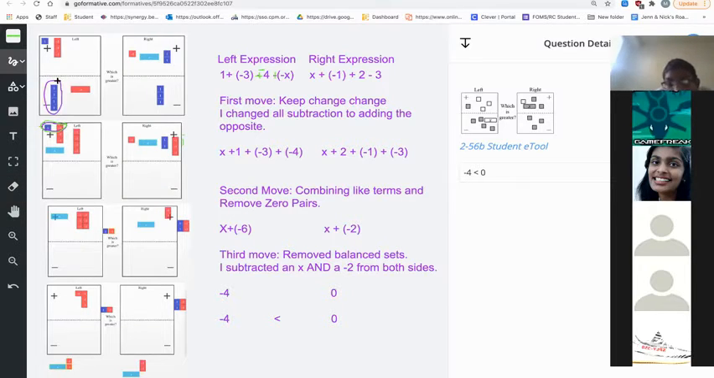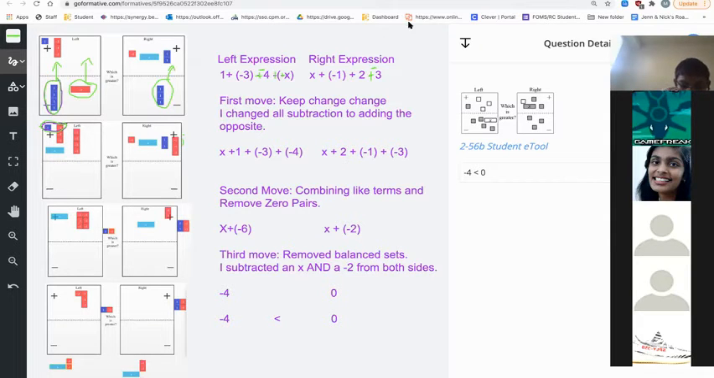Sorry, I'm going to show in green. Because I'm using green over here, I'm showing this in green too. My keep, change, changes are in green. This is changing from -3 to plus -3. This is showing from -4 to plus -4. This is showing changing from plus minus -x to plus +x. And that is what I now have here, and that's what I have here.